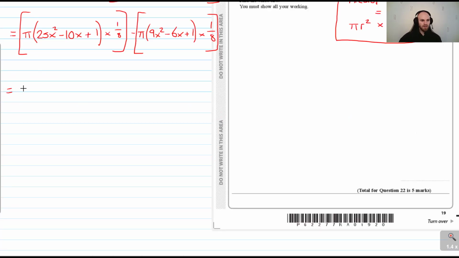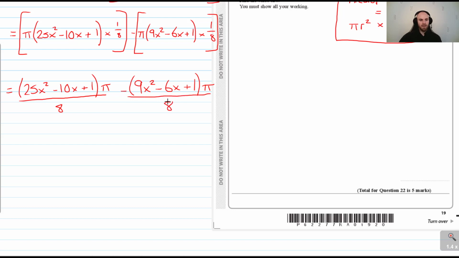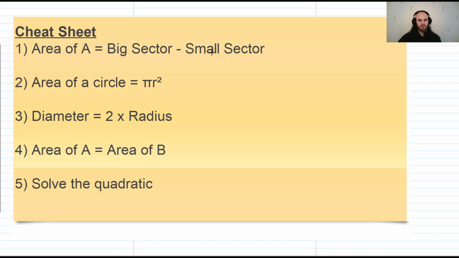And just to tidy this up, it's going to be 25x squared minus 10x plus 1, pi. And instead of multiplying by an eighth, you could make it easier and say it is divided by 8. And this one is the same, so it's minus 9x squared minus 6x plus 1, all multiplied by pi, all divided by 8. And I think for now I'm going to leave it like that. So I'm going to check this one.